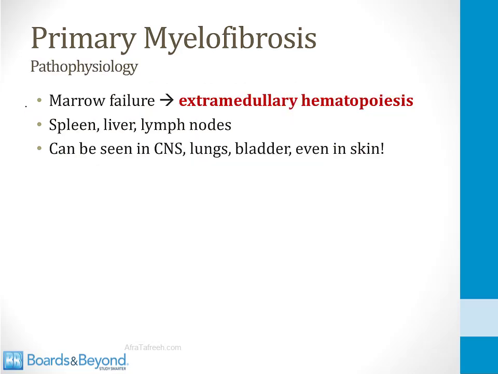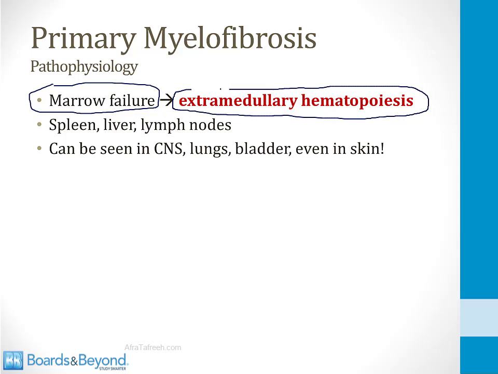The pathophysiology of this condition involves two hallmarks. The first is bone marrow failure when the bone marrow is taken over by fibrosis. The second is extramedullary hematopoiesis. When the bone marrow fails, other organs take over the job of the bone marrow and begin performing hematopoiesis. Those organs include the spleen, liver, and the lymph nodes. You can even sometimes see in severe cases hematopoiesis occurring in the central nervous system, the lung, the bladder, even in the skin. The hallmark of this condition is extensive extramedullary hematopoiesis outside of the bone marrow.